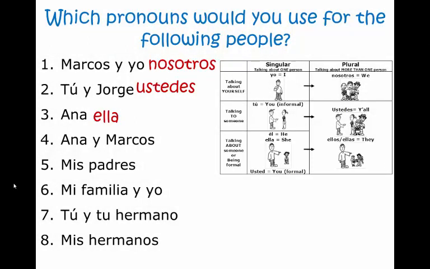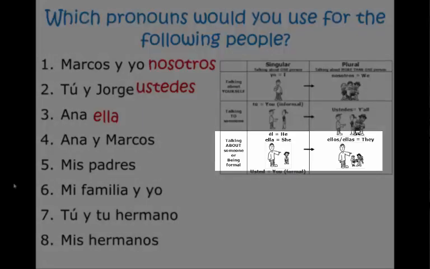For number 4, now we have 2 people, Ana y Marcos. We're still talking about someone. So we're still down at that 3rd row, but in this case now we have 2 people, Ana and Marcos. So we're going to move straight across to the plural side, bringing us to ellos.